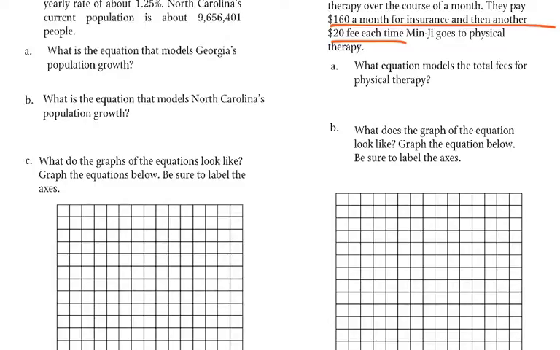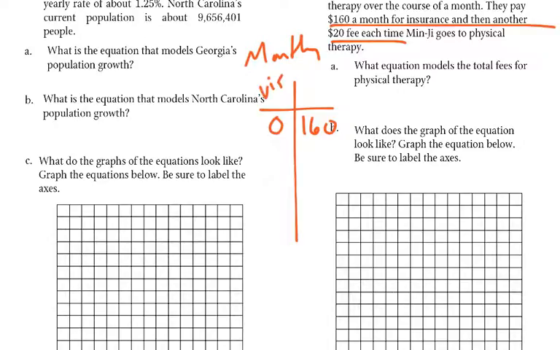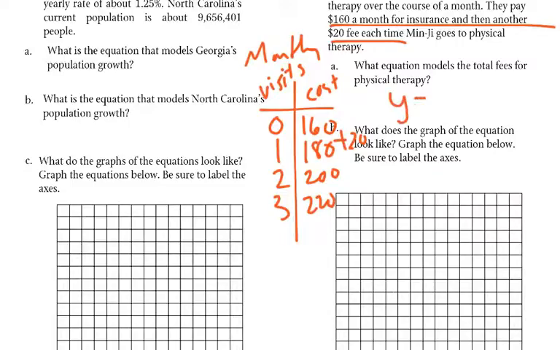So, let's think about this monthly. So, we've got a flat fee of $160 before she visits, right, for insurance. So this would be the number of visits. This would be the cost. So if she goes one time, we're adding 20, right? So it would be 180, go 2 times 200, 3 times 220, and so on. So the equation would be y equals 160 plus 20 times x.